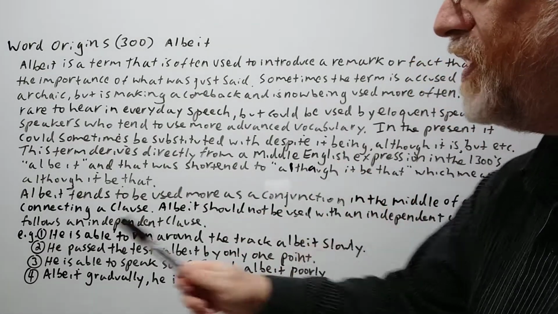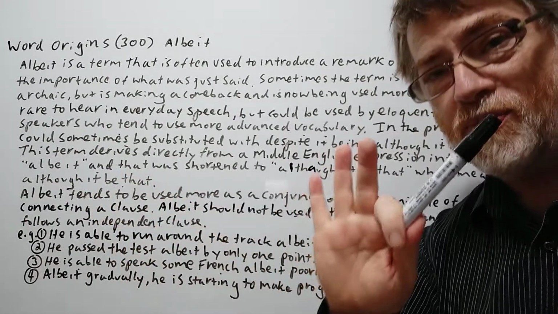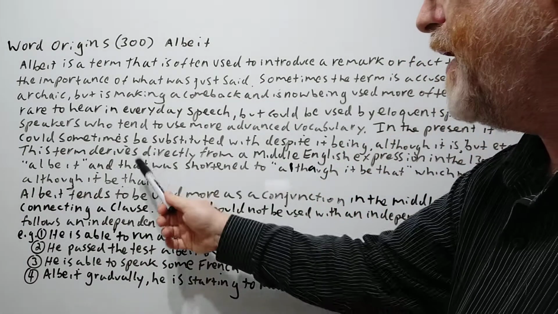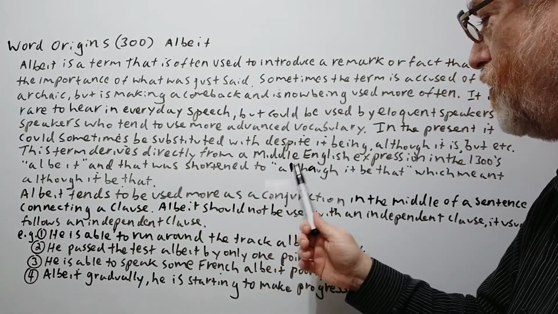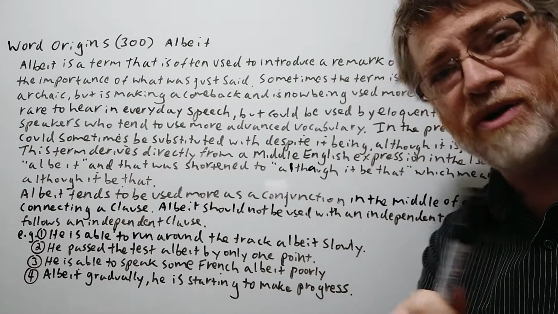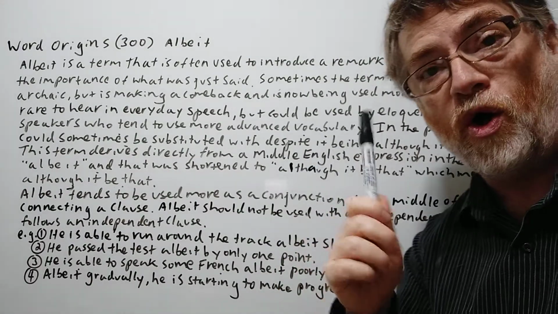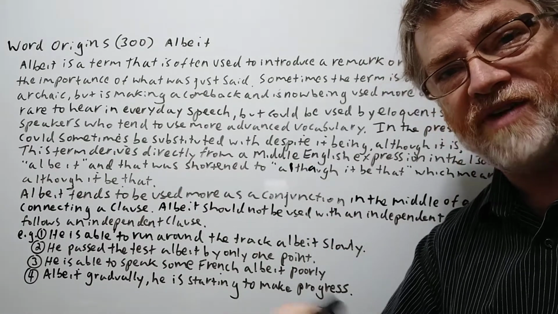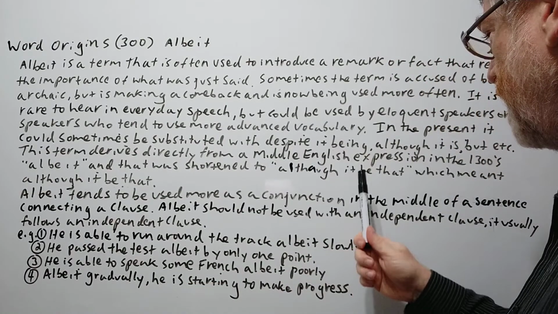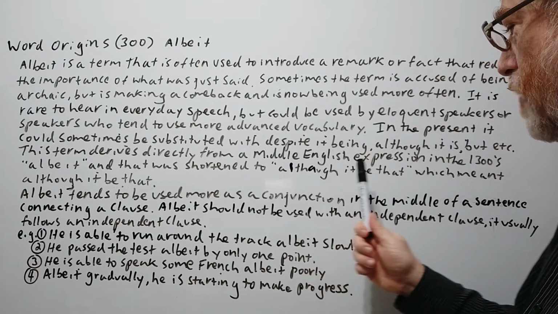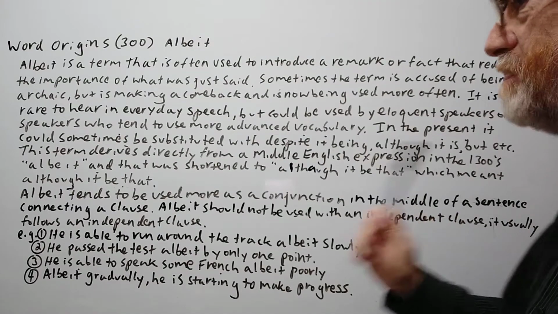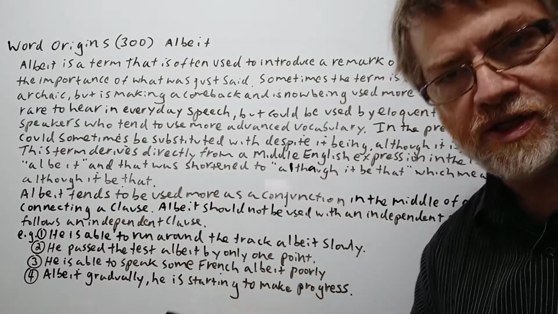So, of course, the phrase was albeit, three separate words. And that was shortened to albeit, and now you can also see where we got the origin of the word although from, having nearly the same meaning. It be that. So although it be that, which meant although it be that. So that's just the way we use it.